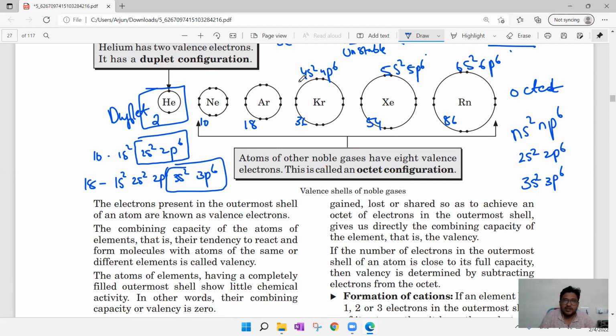If you observe, this 2 represents the orbit number, and 2 plus 6 represents the electron count. 6 plus 2 is 8, and 8 stands for octet. Similarly, 3 represents the orbit number, and 2 plus 6 represents the electron count. 4 represents the orbit number, 2 plus 6, 8 electrons. 5 represents the orbit number, 2 plus 6, 8 electrons. So in the outermost orbit, the atoms of other noble gases have 8 valence electrons. If the outermost orbit has 8 electrons, that is known as octet configuration, and these elements follow octet configuration. So that is the concept of octet.